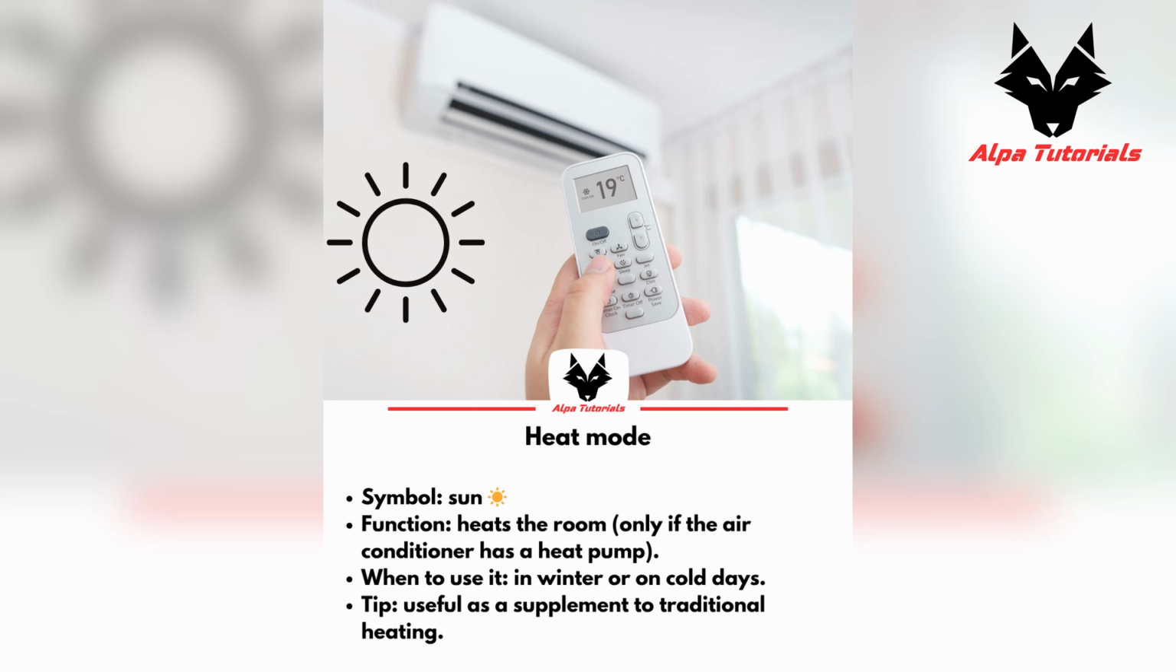The heat mode, represented by a sun, is used for heating. It can only be used in air conditioners with a heat pump. This function allows the air conditioner to be used in winter as an alternative or supplement to traditional heating.